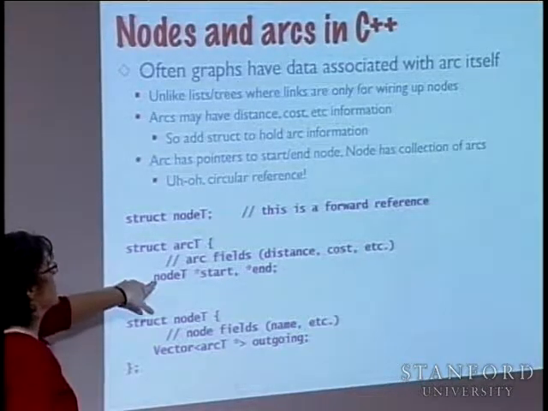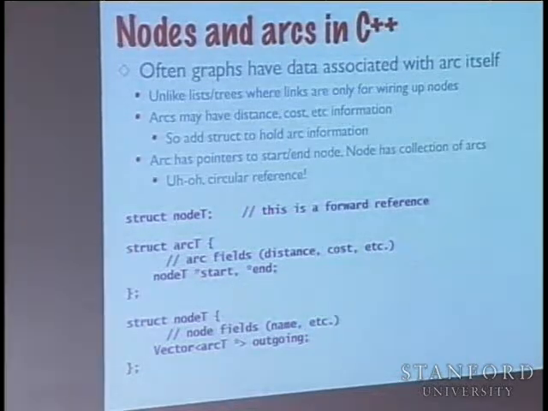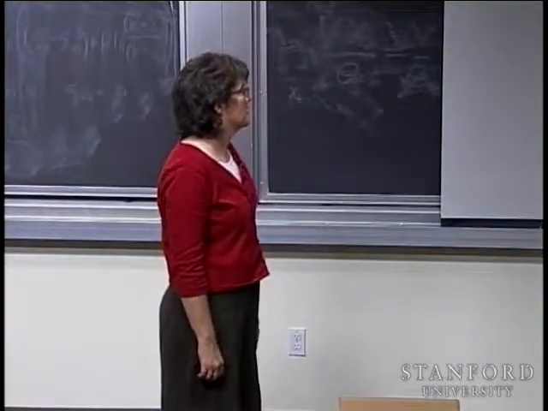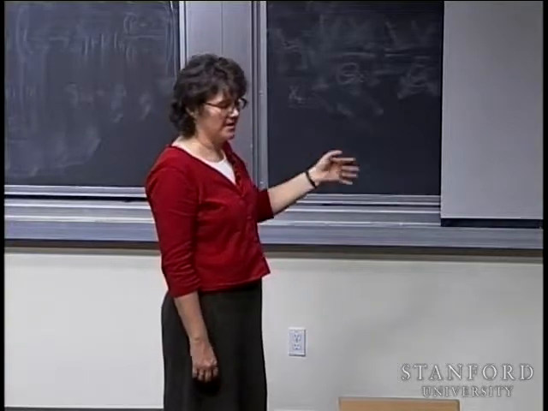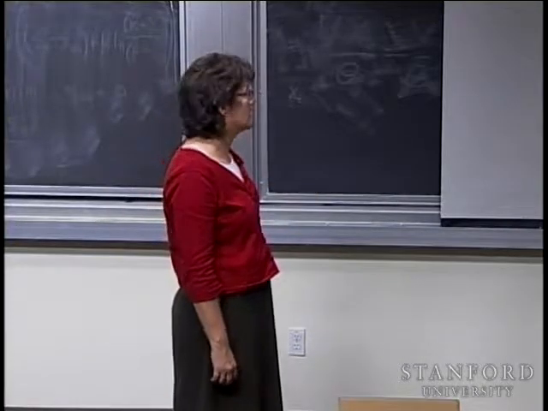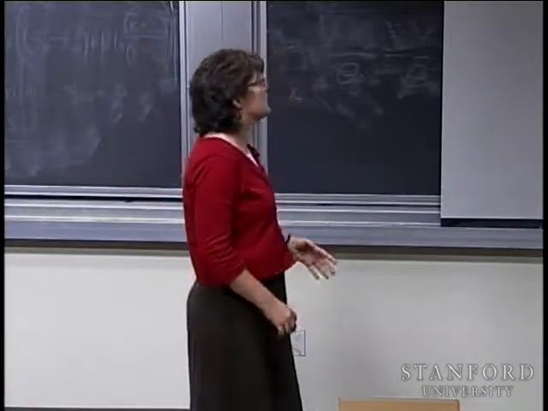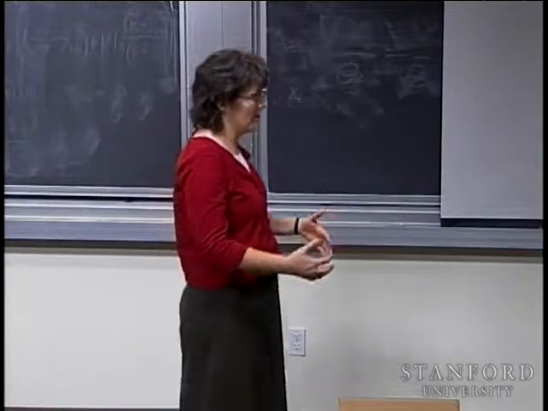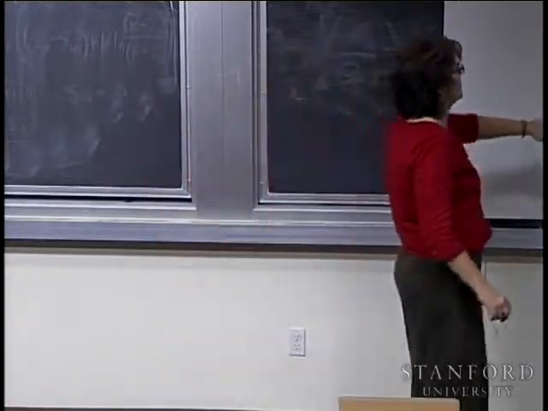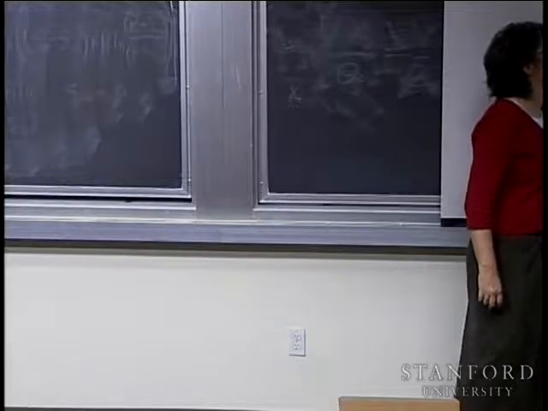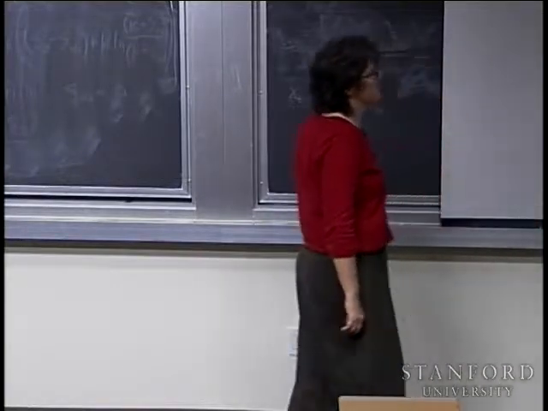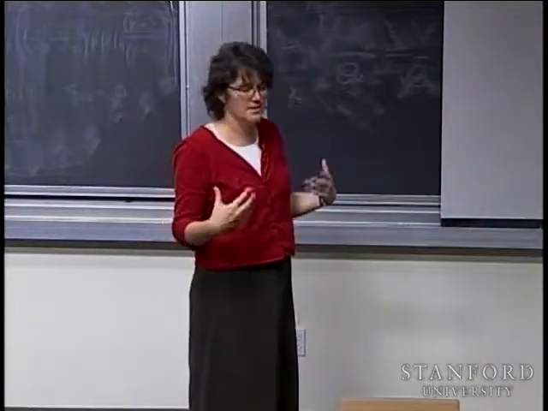So you can now start talking about node T in some simple ways based on your agreement to the compiler that you plan on telling it more about node T later. So the struct node T says, there will be a struct called node T. The compiler says, okay, I'll write that down. You start defining struct arc T, and it says, oh, I see you have these pointers to the node T. Okay, well, you told me there'd be a struct like that. I guess that'll work out.